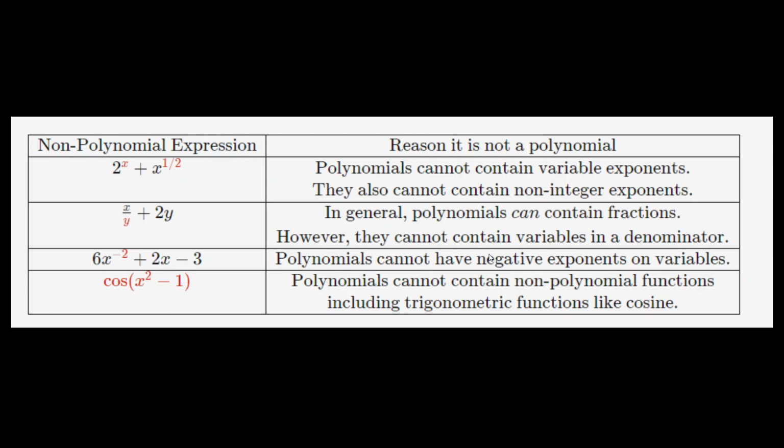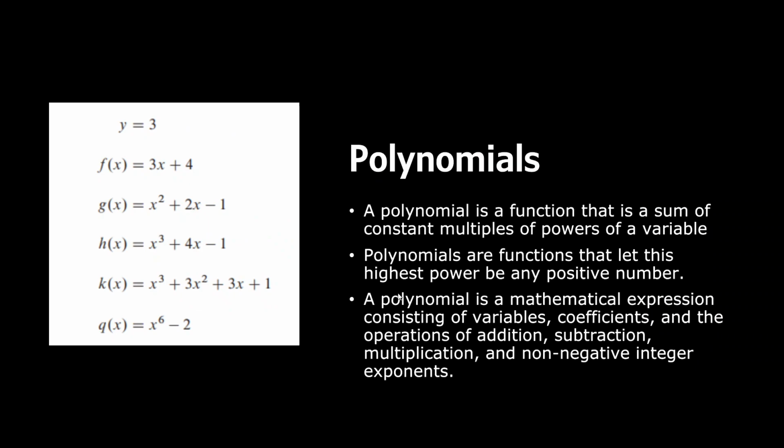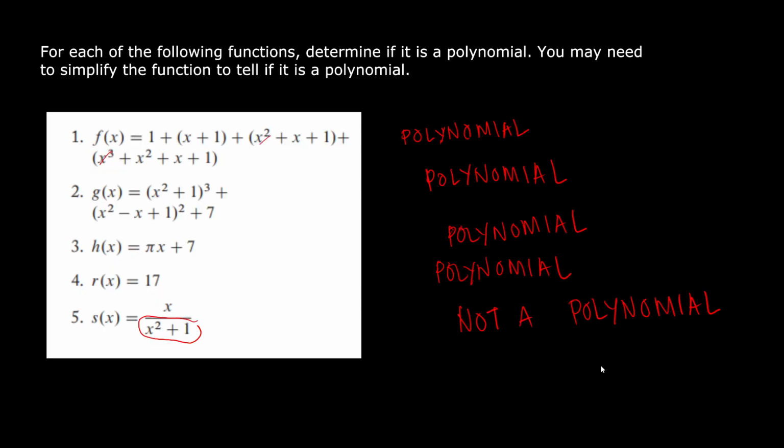Next, polynomials cannot have negative exponents on variables. This is also not allowed because technically it becomes 6 over x squared, so the denominator is still a variable. So it is still not a polynomial. Next, cosine of x squared minus 1. Polynomials cannot contain non-polynomial functions, including trigonometric functions like cosine. So trigonometric functions are not allowed. Those are the possible reasons we can distinguish a polynomial from a non-polynomial. Going back to the definition, a polynomial is a mathematical expression consisting of variables, coefficients, and the operations of addition, subtraction, multiplication, and non-negative integer exponent. That is what we need to remember.